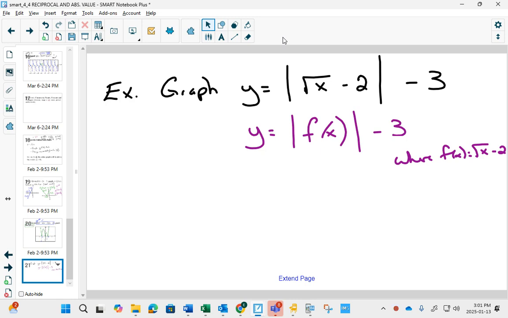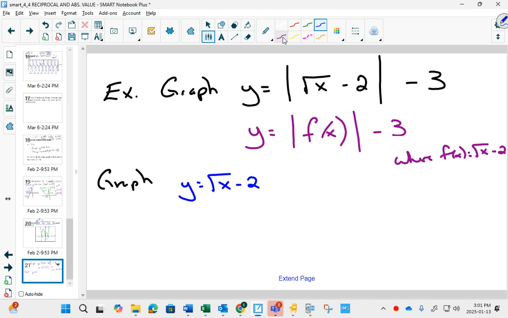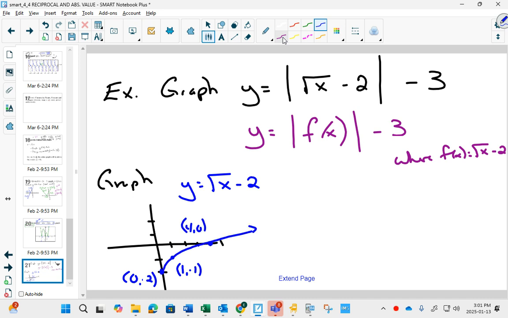Okay, so what we're going to do is we're going to start off with, in blue, I'm going to graph y equals the square root of x minus 2. Well, that's just my square root graph shifted down 2 units, so I would have 0, negative 2. 1, negative 1. Very important to label your x-intercept. X-intercept is at 4, 0.